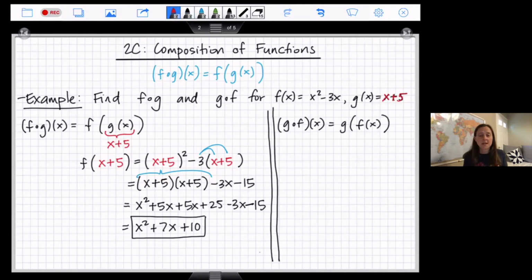So I'm going to do the same thing that I did last time. Start on the inside, work your way out. So the inside function this time is f of x, which its formula is x squared minus 3x. And they want me to find g of x squared minus 3x.